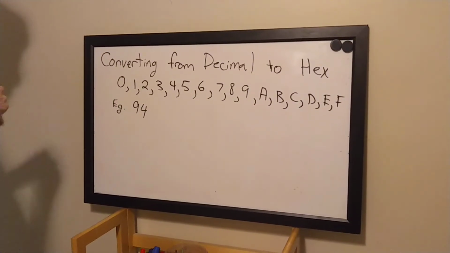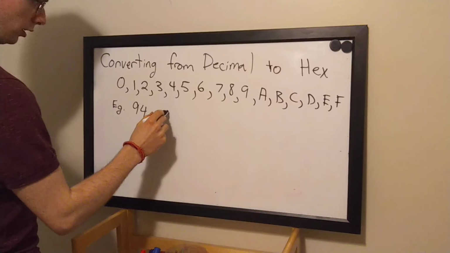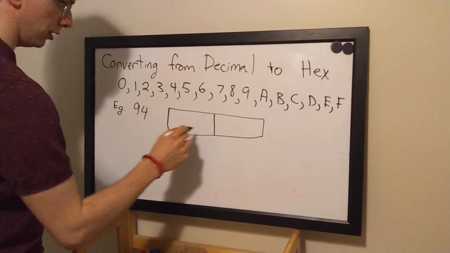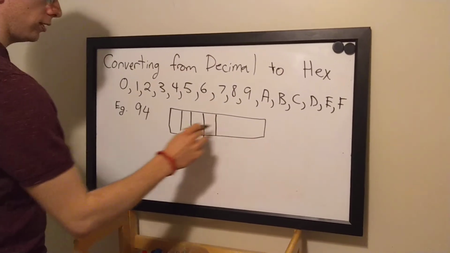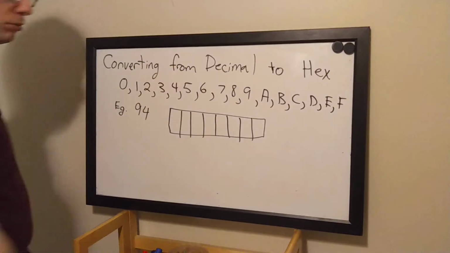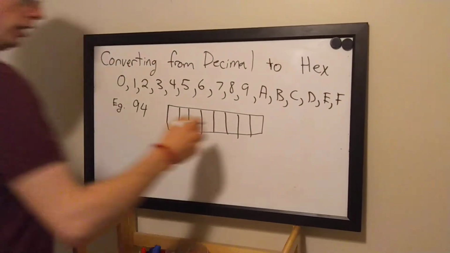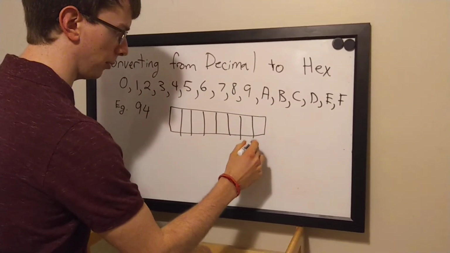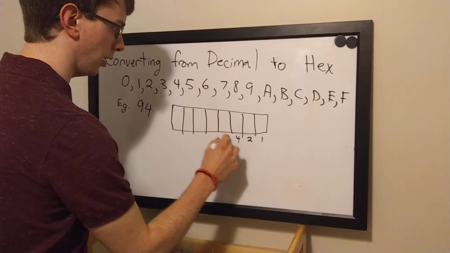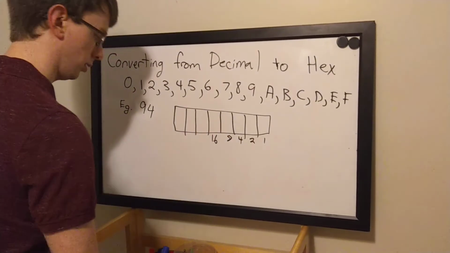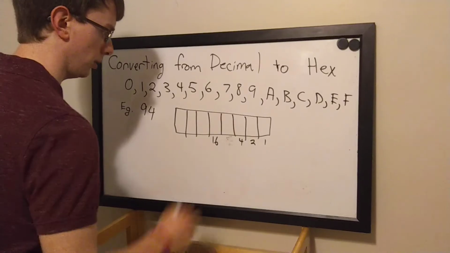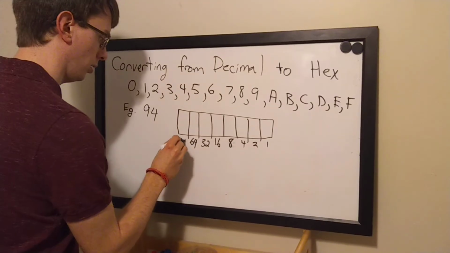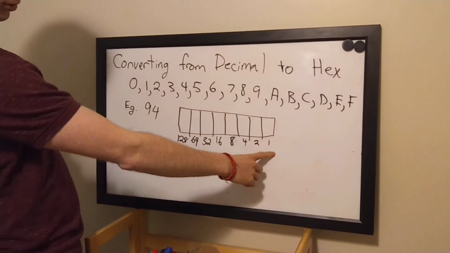When I'm doing this, I like to write it out in a little chart. So I have my chart and I divide it. In this case, I'm only going to need 8 bits, 1 byte. And so this is our 2 to the 0, 2 to the 1, 2 to the 2, etc. And I'm going to write what those numbers are underneath to help me with this. Okay, so those are all the powers of 2, from 2 to the 0 all the way up to 2 to the 7.